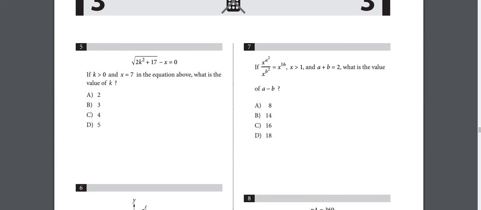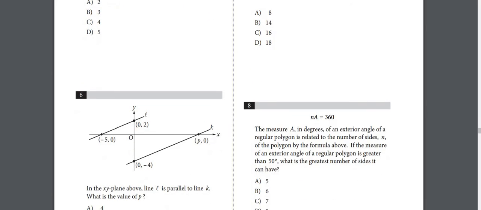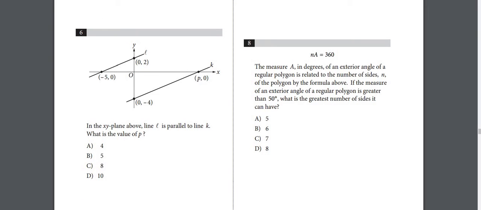Alright, let's go on to the next question, number 6. In the xy plane, x and y axis plane, line L is parallel to line K. And then the question is, what is the value of P, which is the x coordinate of that point on line K. Alright, so let's go to the answer.